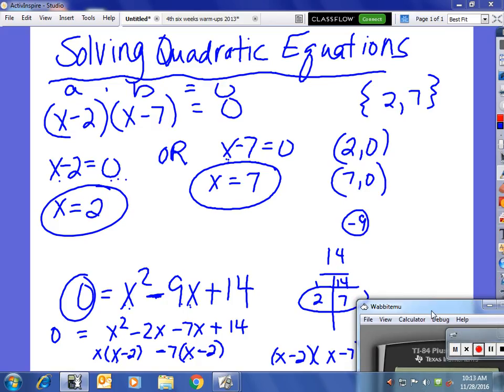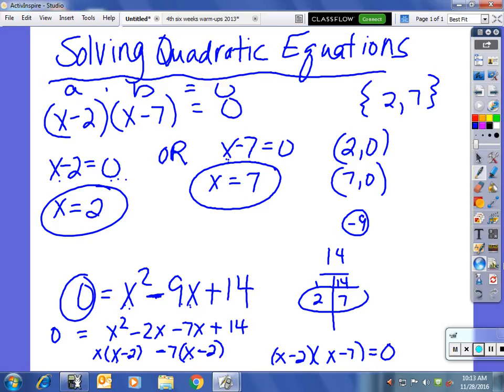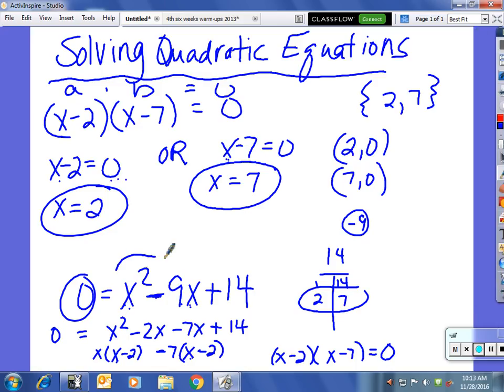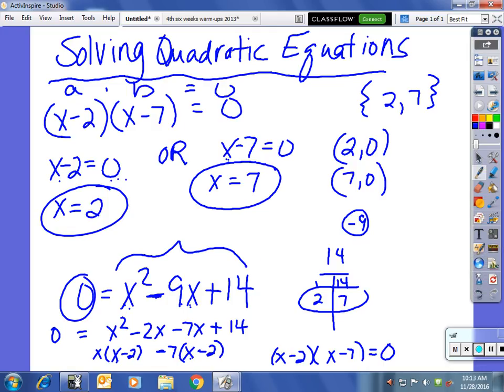It's not like a normal equation. Normally we just have one answer. On these you should have two. Yes. Not really. And well, I did show you a shortcut for these when the a value is a 1. But then you got to do the factoring the long way.